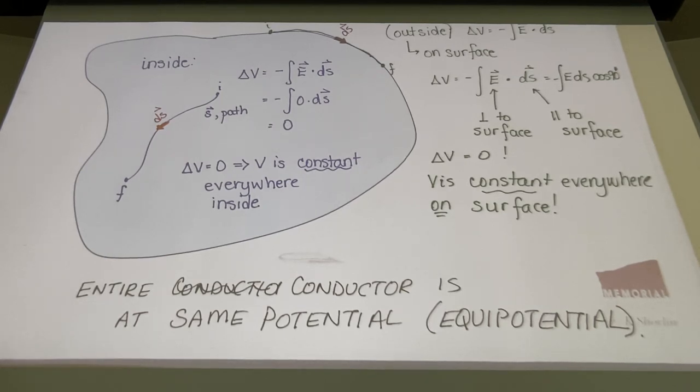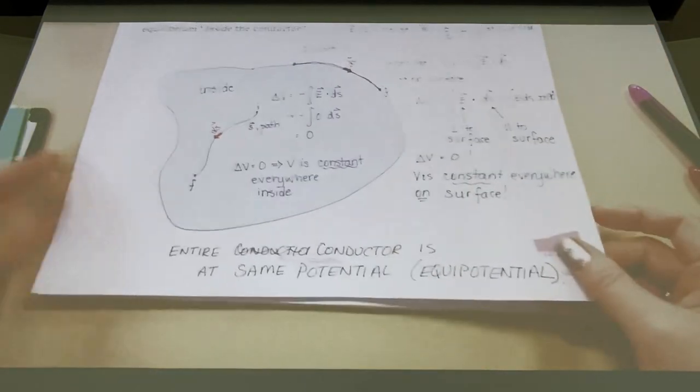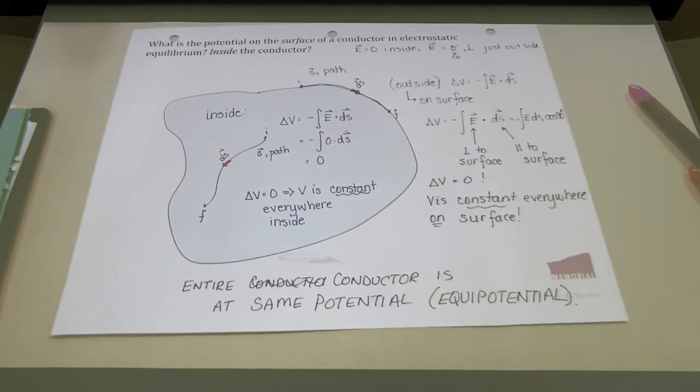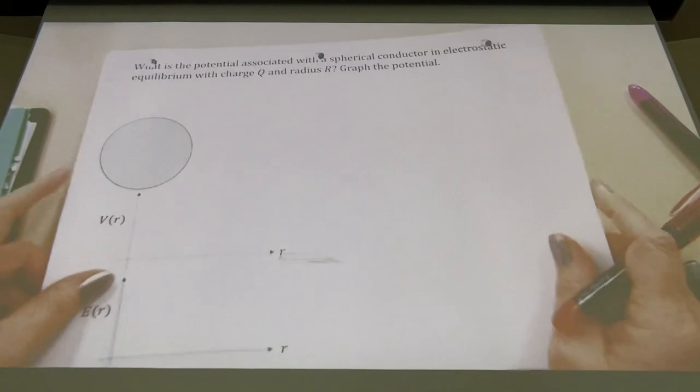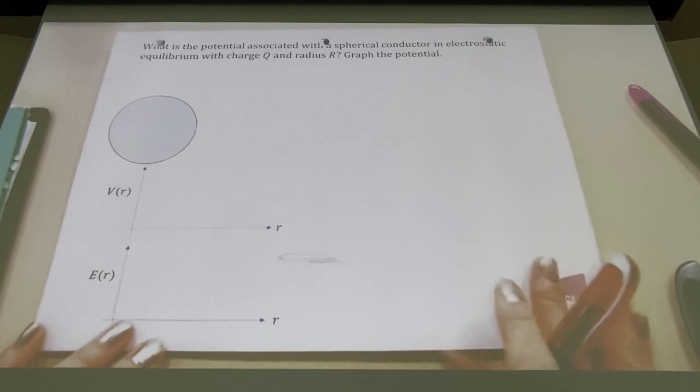Okay, so let's take this and apply it to a spherical conductor and see what we get. We did this in our electric field chapter; we'll do it now with our potential. With electric fields, we asked what is the electric field inside and outside a spherical conductor, and we used Gauss's law to answer those questions. We're going to ask what is the potential inside and outside a spherical conductor, and we're going to use the relationship between field and potential to get our answer. That's where we're going with this. Once we get it figured out, we'll draw a graph of the potential.